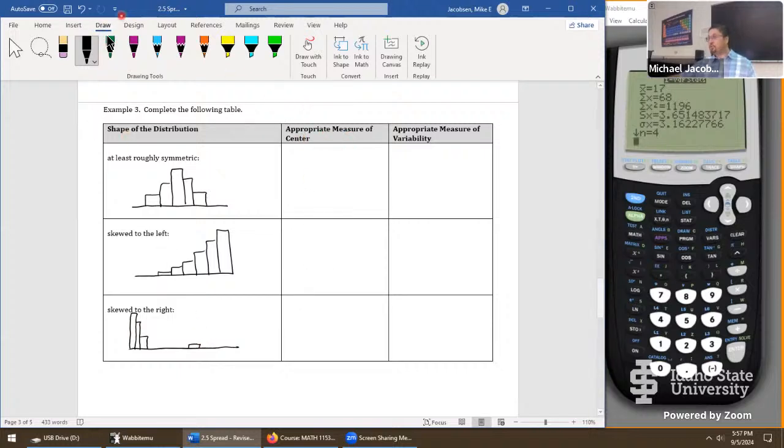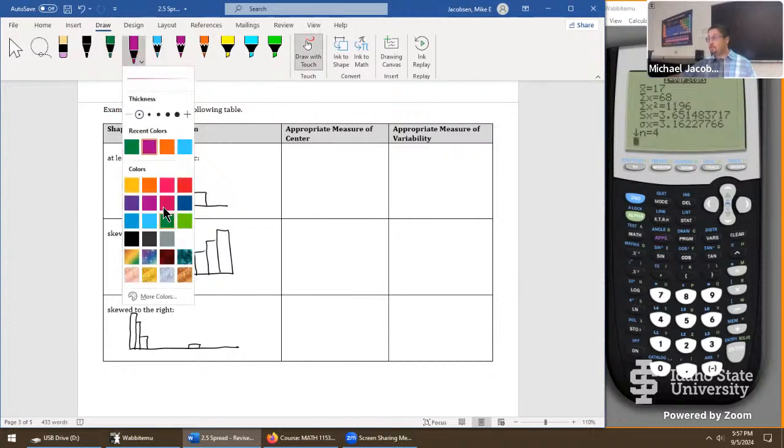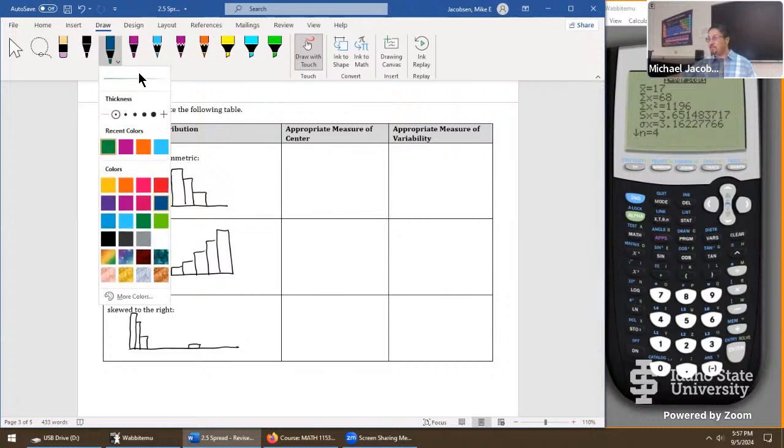So here, we're just wondering, what would we measure the center with in this situation? I have 2 different colors here. Let me try to get them back in order.